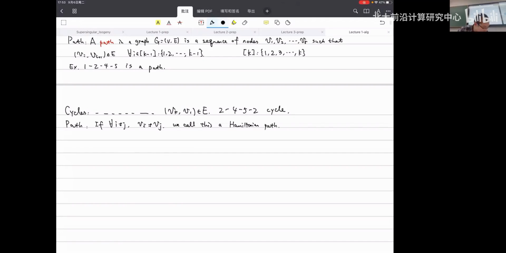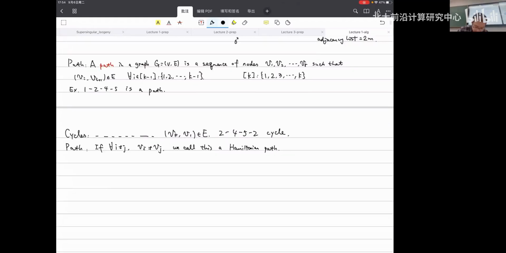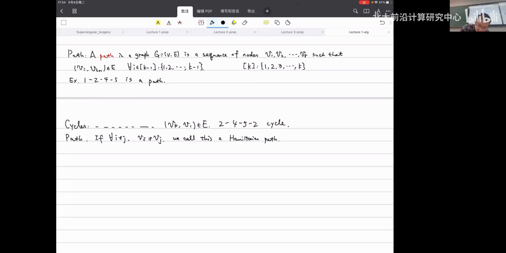Sorry, I probably made a mistake here. Typically when we talk about a path, we don't have this restriction, but there is a definition called a Hamiltonian path. I need to be a bit more careful. A Hamiltonian path is where you really need to traverse all the vertices such that for arbitrary i not equal to j, vi not equal to vj, and also vi plus 1 belongs to E for arbitrary i from 1 to n minus 1. This is called a Hamiltonian path.